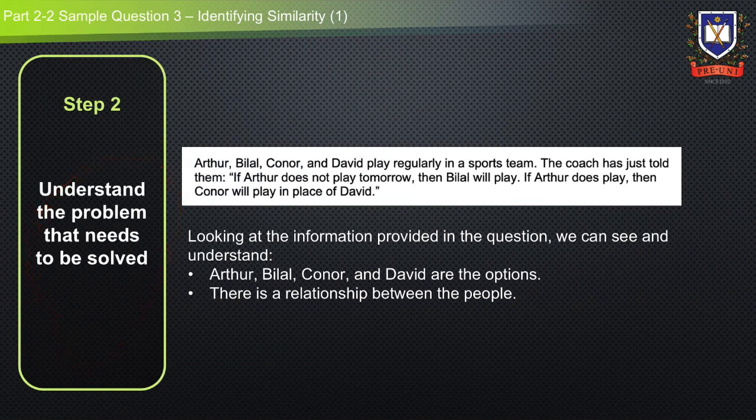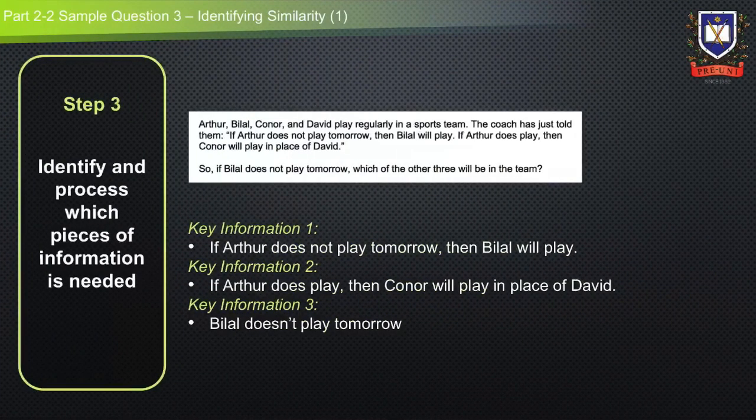Looking at the information provided in the question, we can see and understand that Arthur, Bilal, Connor, and David are the options, and there is a relationship between the people. Then we should identify and process which pieces of information are needed. From this question, there are 3 key pieces of information. Key information 1 is if Arthur does not play tomorrow, then Bilal will play. Key information 2 is if Arthur does play, then Connor will play in place of David. And key information 3 is Bilal doesn't play tomorrow.